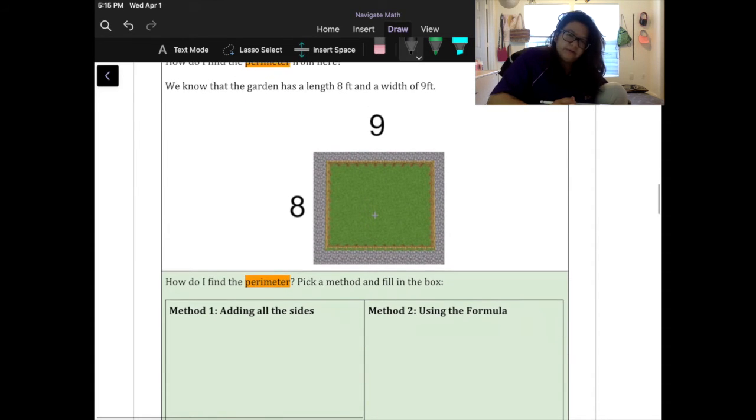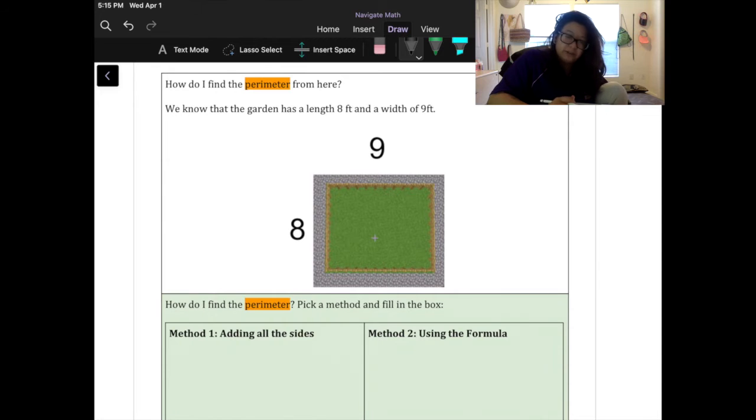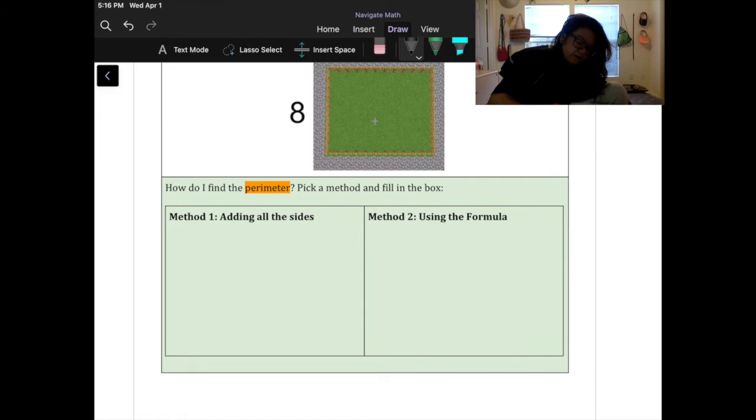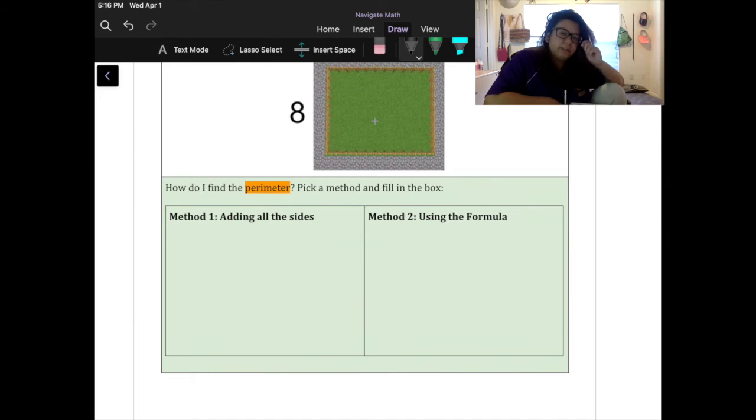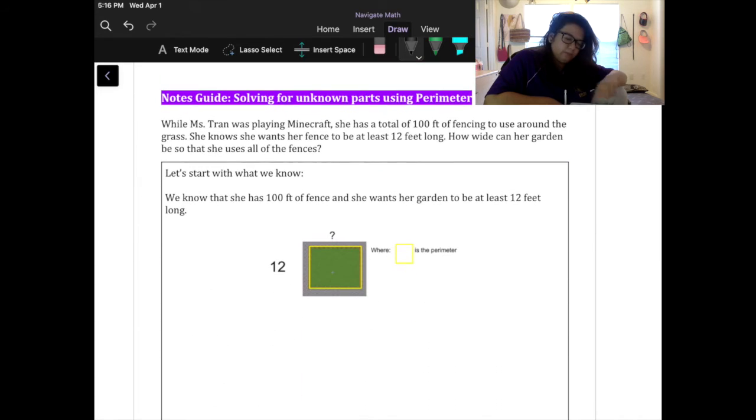How do you find the perimeter from here? Well, we already know how to do this. We know that this garden that we just used had a length of 8 and a width of 9. How do you find the perimeter? Pick a method and fill in the box. Pick either method 1 or method 2. Go back to your notes and fill this out. Once you finish, come back to the video and enter your answer. Okay, so you should have entered your answer. I'm not going to go over that since we already did that last class.